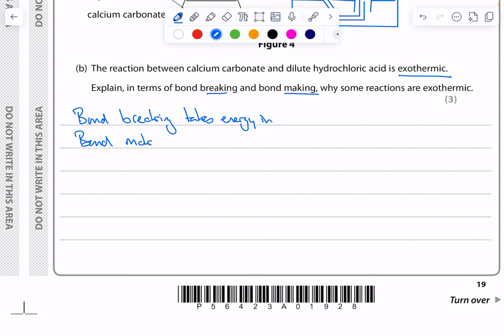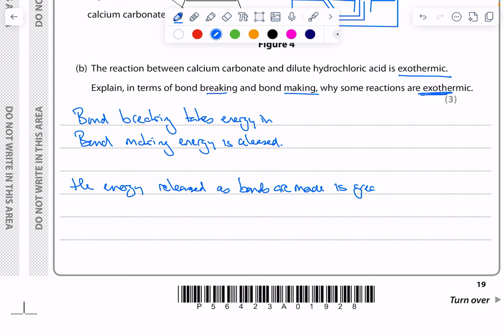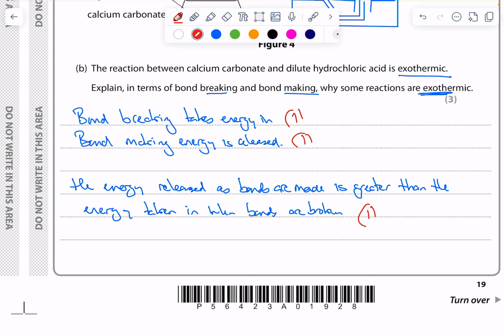Bond making is where energy is released. So if you've got a reaction that's exothermic, then the energy released as bonds are made is greater than the energy taken in when bonds are broken. There are 3 marks, so you're going to get 1 mark for stating these 2 facts and 1 mark for saying why it's exothermic overall.